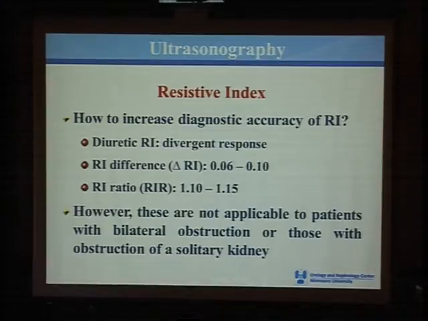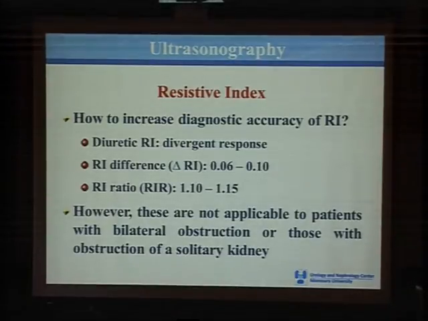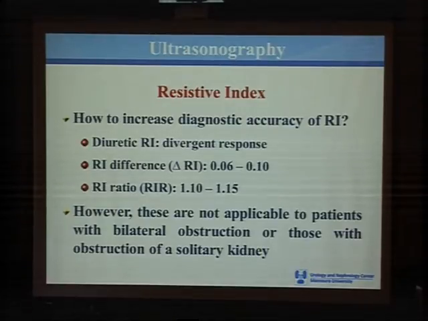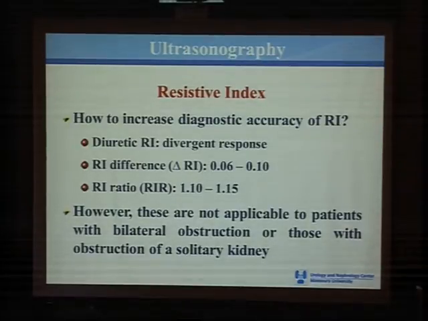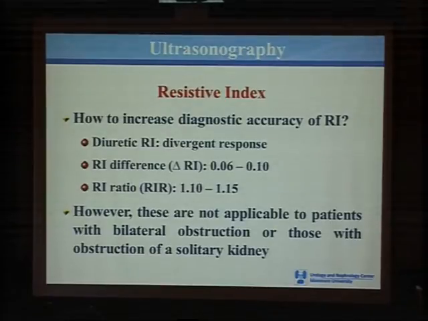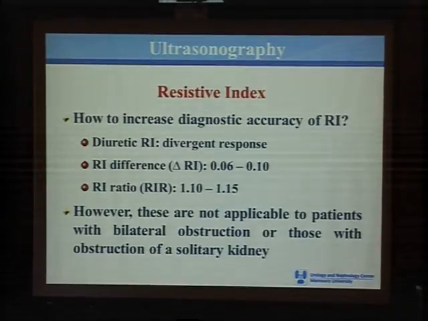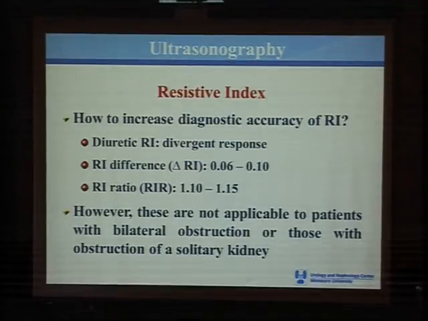How to increase the diagnostic accuracy of the renal resistive index? We inject a diuretic, we call it diuretic renal resistive index. The injection of the diuretic will cause changes of the hemodynamics of both kidneys, so that the renal resistive index of the normal kidney will decrease, and the renal resistive index of the obstructed kidney will increase. So there will be a divergent response. Normal kidney decreases, obstructed kidney increases.